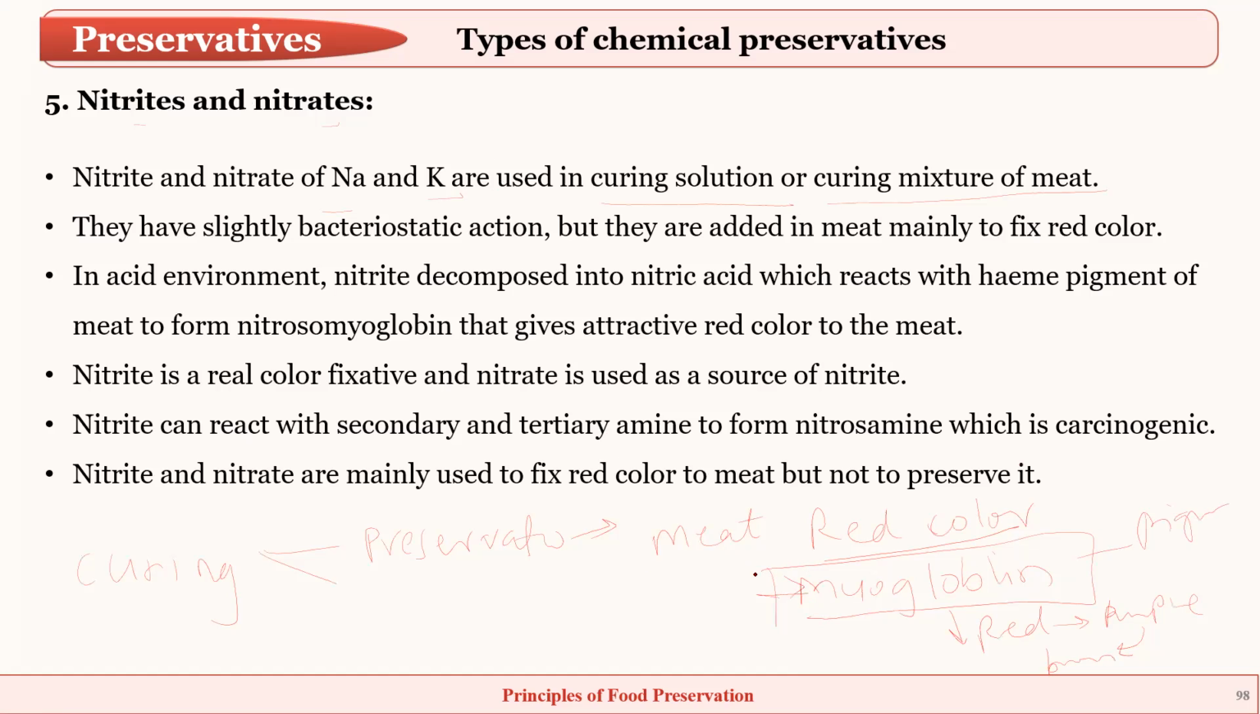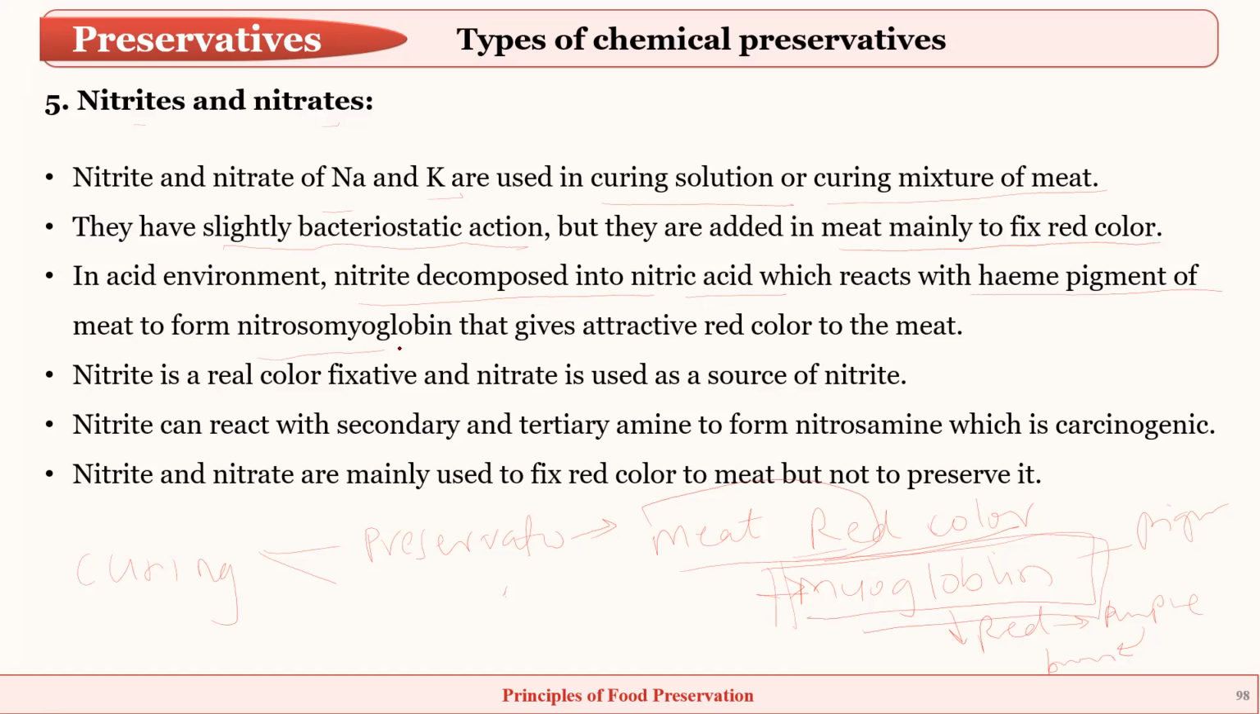Generally, if you treat red meat or meat pieces with a mixture of nitrates and nitrites, that mixture is called a curing mixture. This mixture helps in enhancing the color, and they also have a slight bacteriostatic action. Mainly, as I said, they are added to fix the red color so that this myoglobin is preserved. In acidic environment, nitrite decomposes into nitric acid, and then that nitric acid reacts with the heme pigment of meat, and this heme pigment is now no more in its actual or original form.